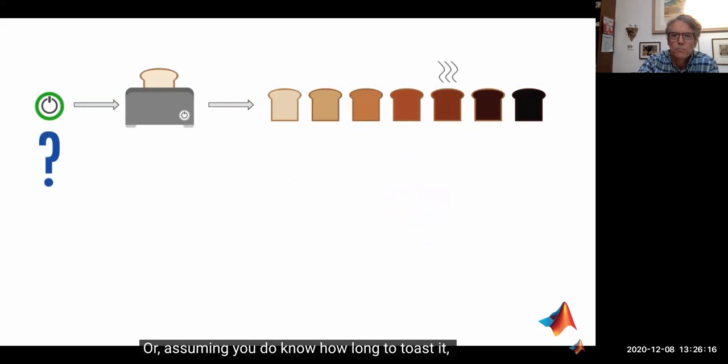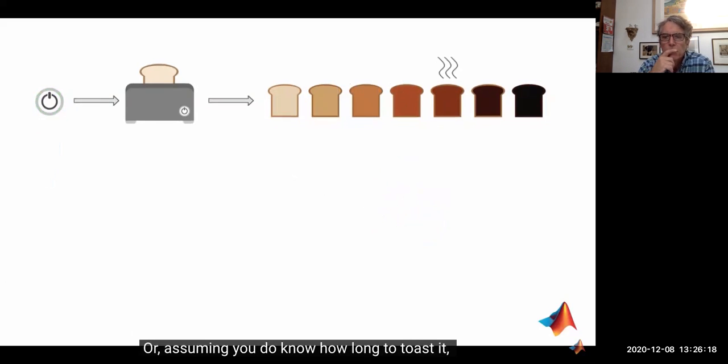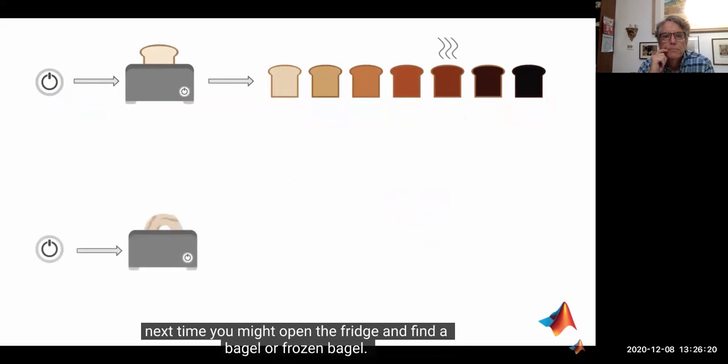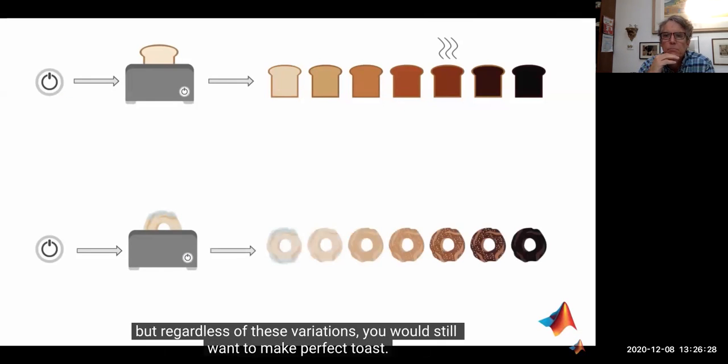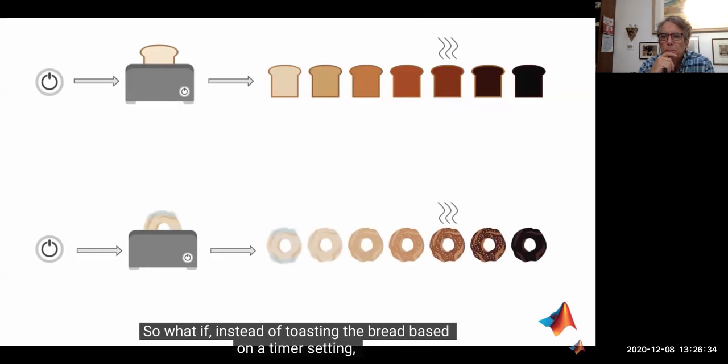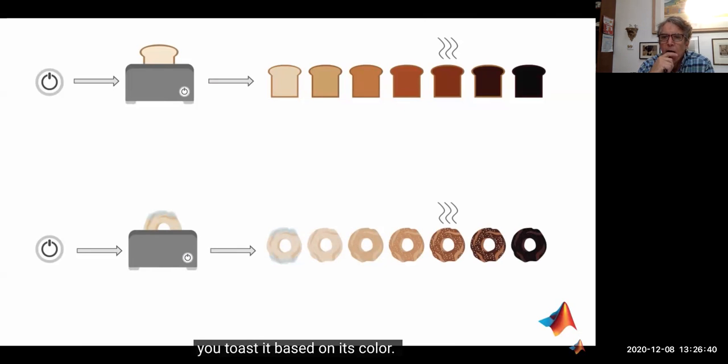Or assuming you do know how long to toast it, next time you might open the fridge and find a bagel or frozen bagel. These are variations that you may face, but regardless of these variations, you will still want to make perfect toast. So what if, instead of toasting the bread based on a timer setting, you toast it based on its color?